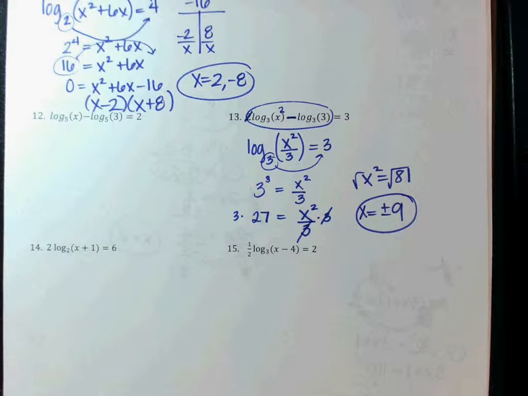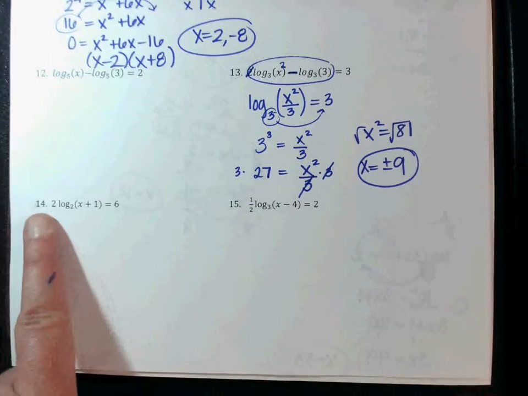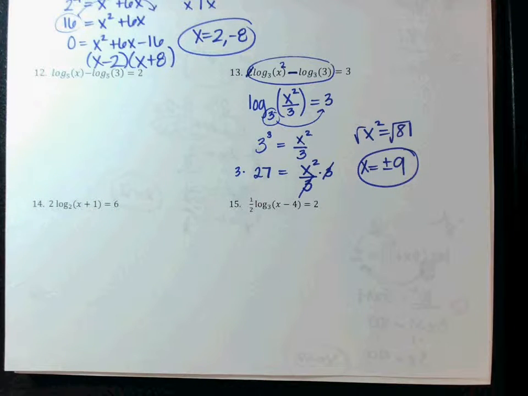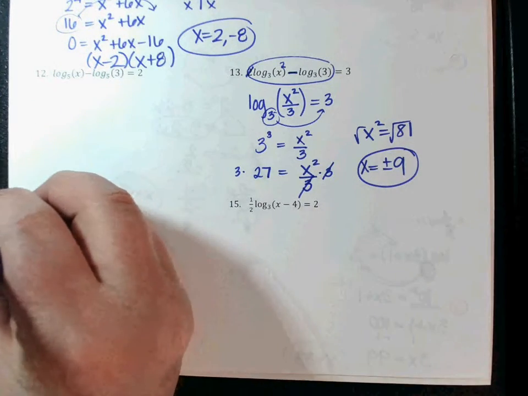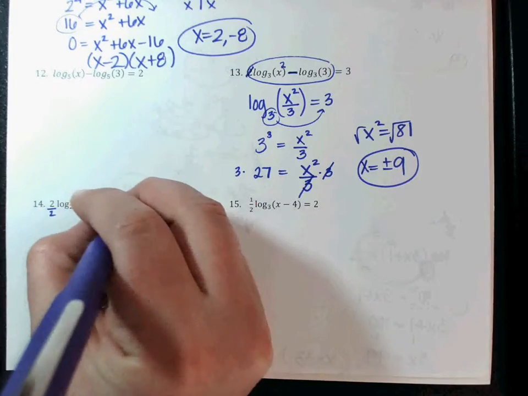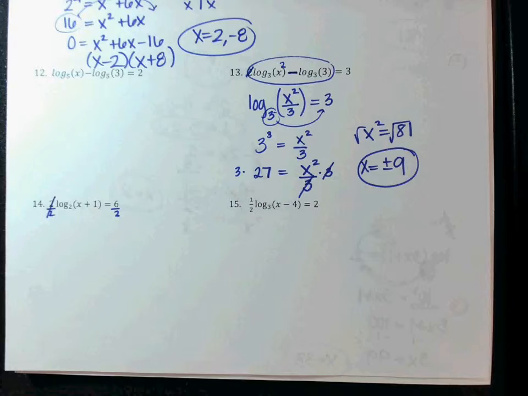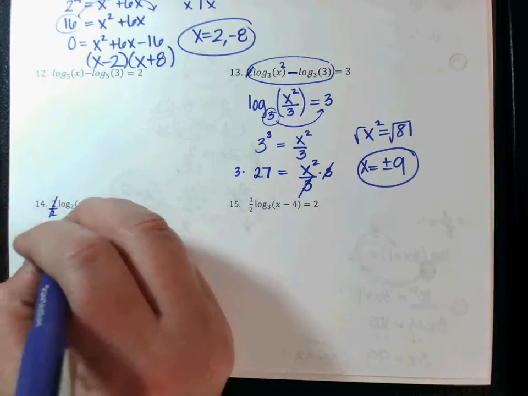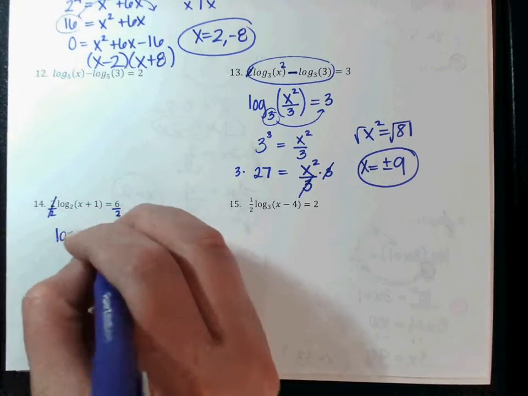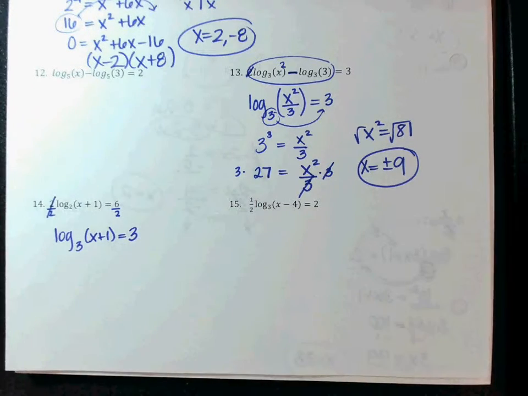Okay, take a look at 14 and 15. They already have one log. So should you move this 2 up or divide to get rid of it? Divide to get rid of it. Now, could you move it up? Yes. But it is easier if you just go ahead and divide that 2 out of the way. So I'm going to cross this 2 out. I'll have a 6 over 2 here is really a how many? 3. And then from there, you'll do your loop and solve.